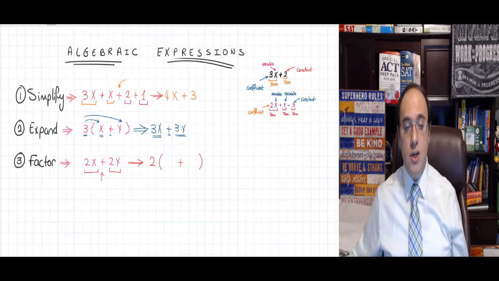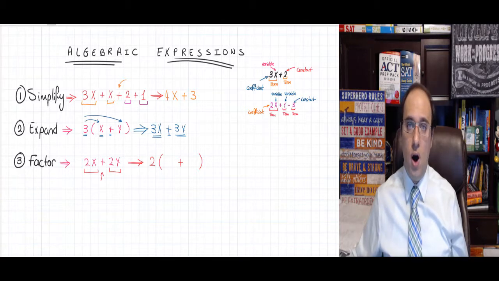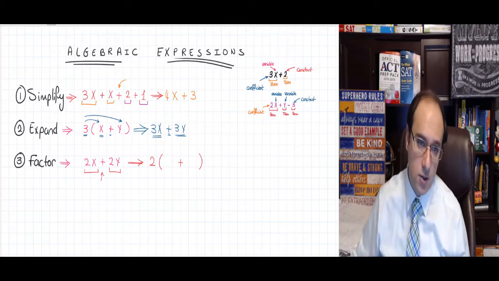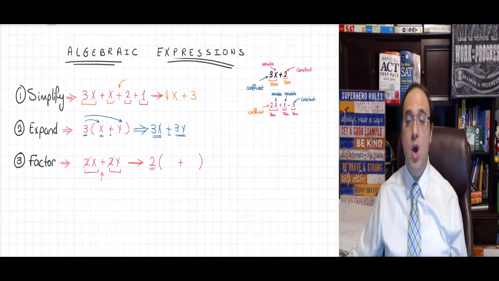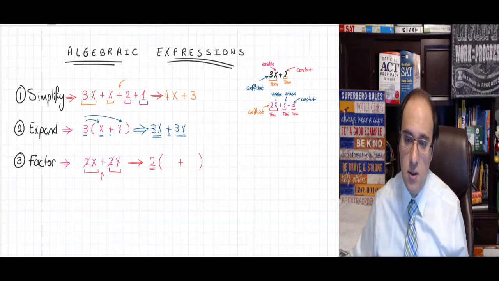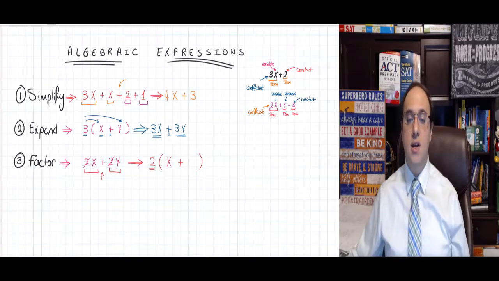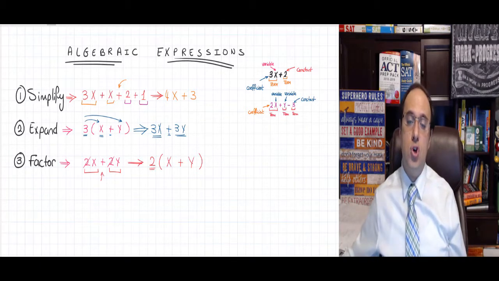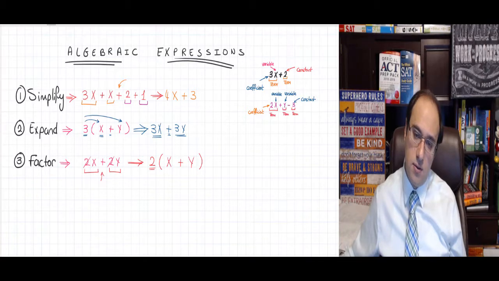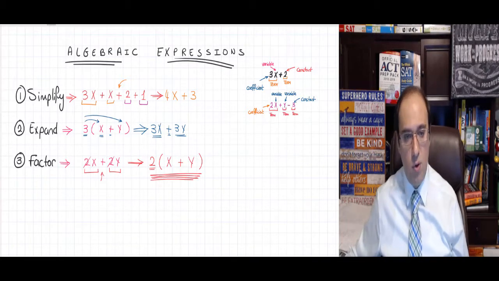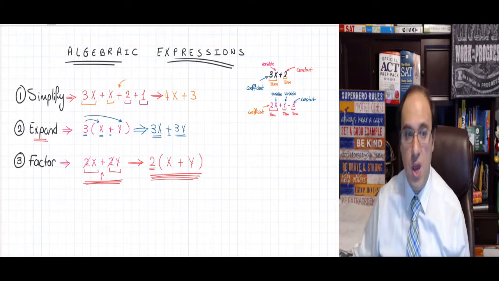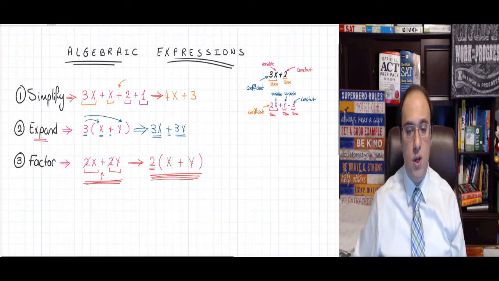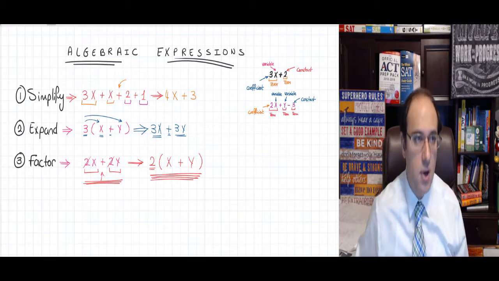Now, the 2x plus 2y both had 2 as a common factor. I took the 2 and put it out here as a common factor. What am I left with? x plus y. Now, in order to return from this form to this form, what do we do? We expand, just like we did in step number 2. So expanding and factoring are both opposites of each other.